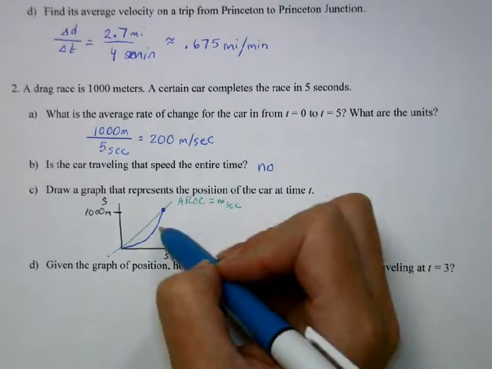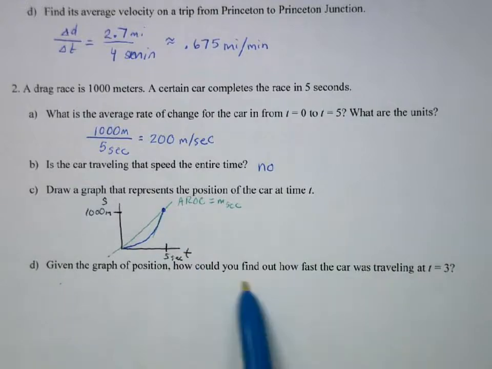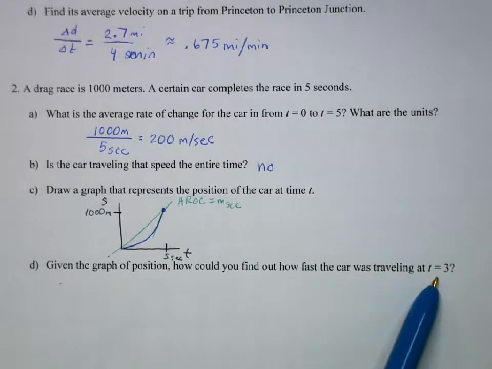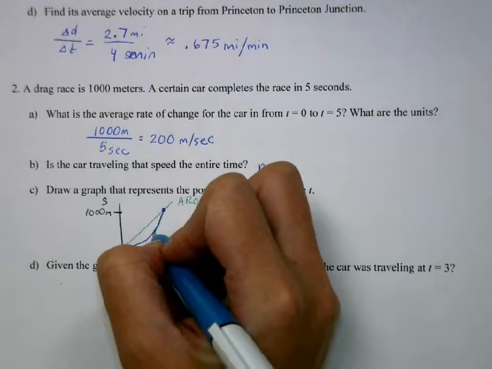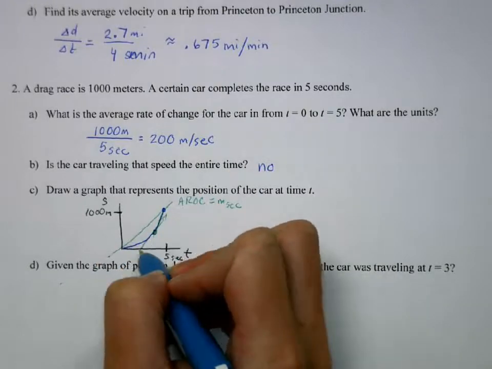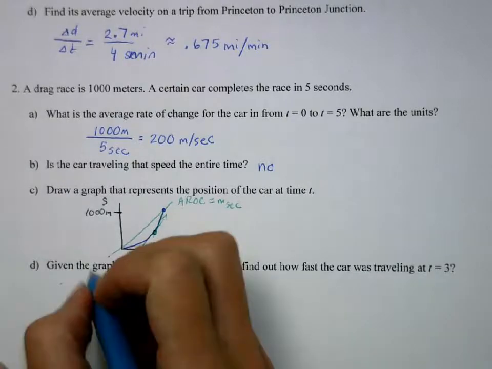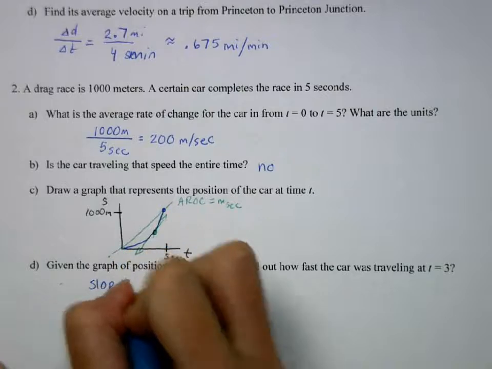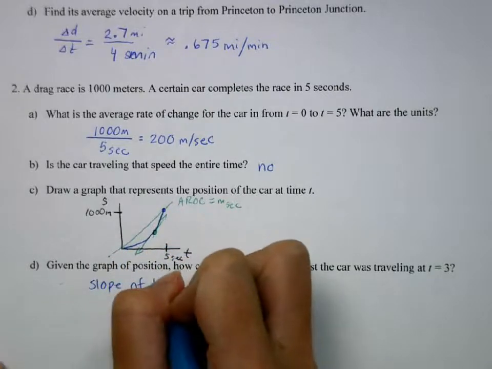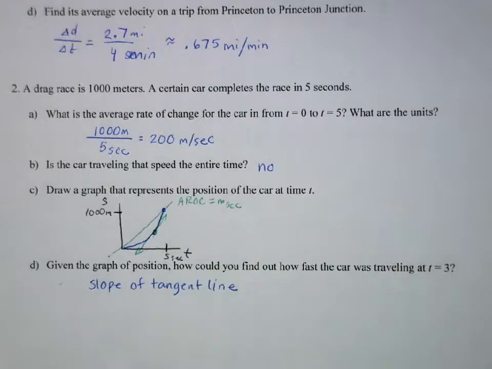Given the graph of the position, how would you find out how fast the car was traveling at t equals 3? Well, at t equals 3, the slope of the tangent line is going to represent the speed. And this leads us to the idea of the derivative.